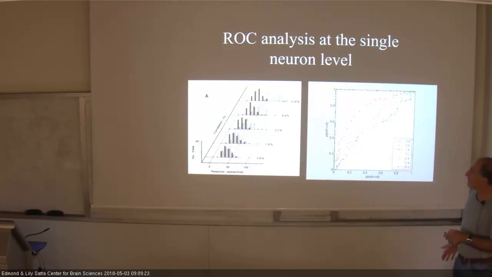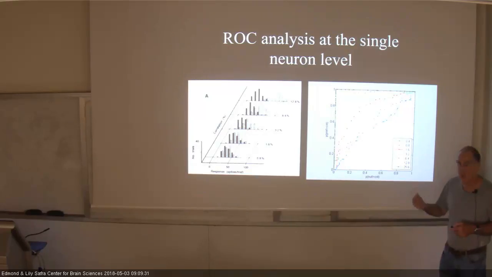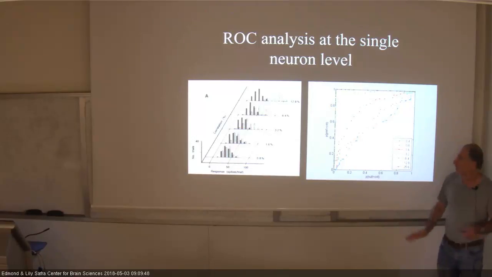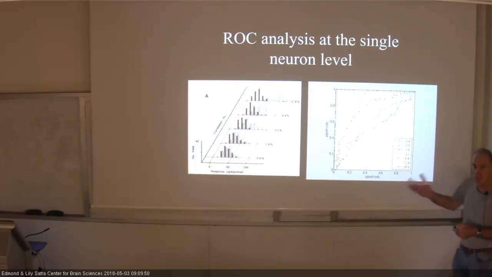At some point, let's say at 50 spikes per second, you start getting some false alarms. Initially you're increasing your hit rate without any false alarms. This curve is drawn as you move your criterion from a very high criterion to lower and lower criterion. Is that clear to everyone now? Initially, you're just getting more and more hits.